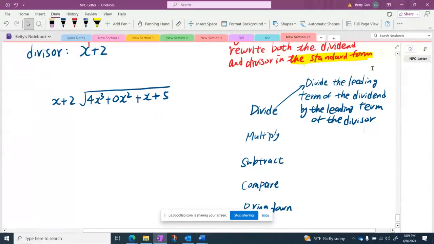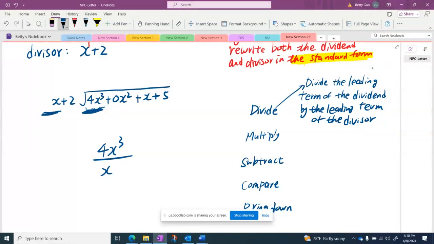What's the leading term in the dividend? The dividend is under the roof. The leading term means the first term. It is 4x cubed. Okay, divide the leading term of the dividend by the leading term of the divisor. The leading term of the dividend is 4x cubed, as you can see. The dividend is under the roof. The first term is the leading term, 4x cubed. Use that to divide by the leading term of the divisor. Use the first term in the dividend by the first term in the divisor.